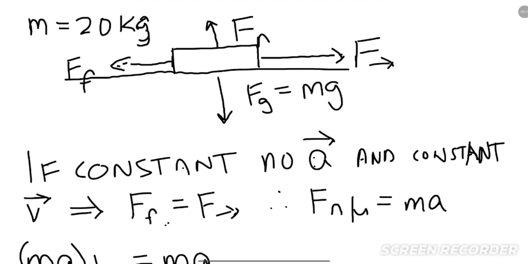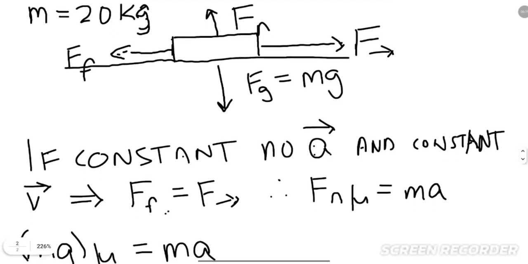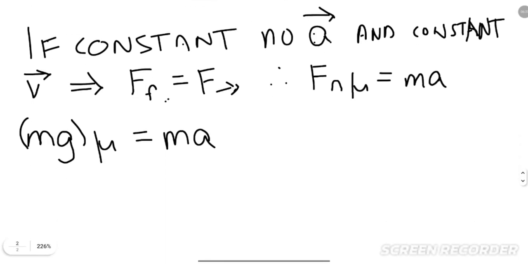And let me show you, I try to break it down in a logical way. Also, if there's no acceleration and a constant velocity, the frictional force is equal to the force that's pulling the object in a horizontal direction.